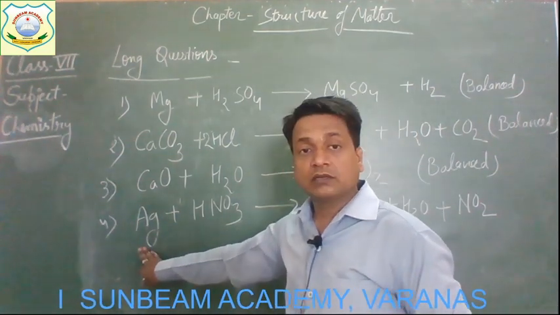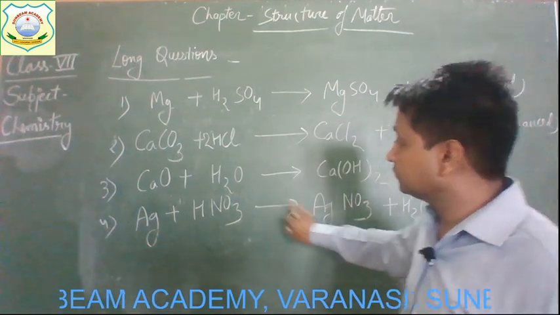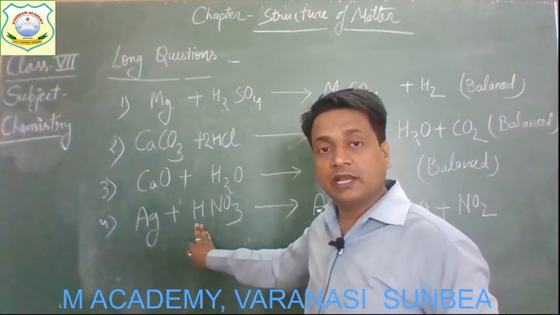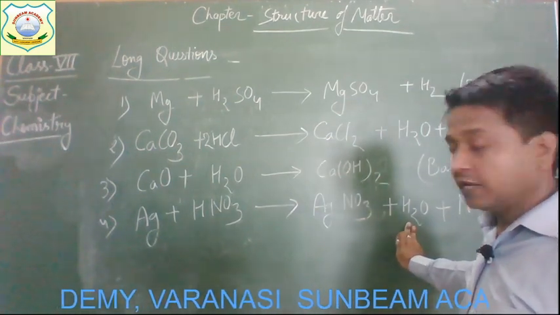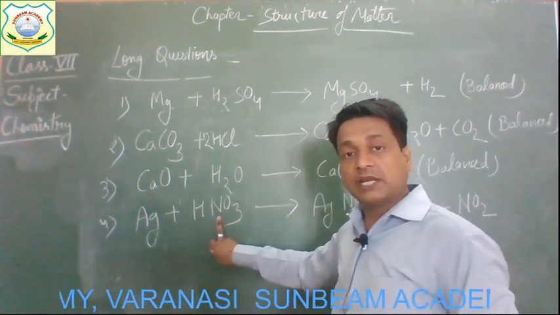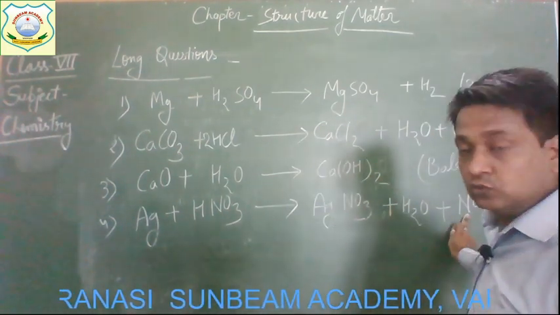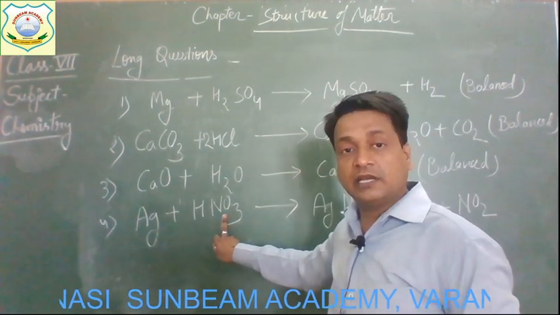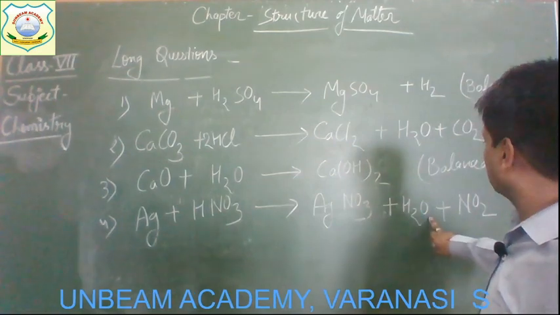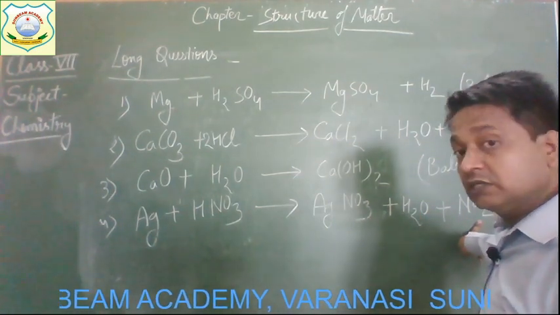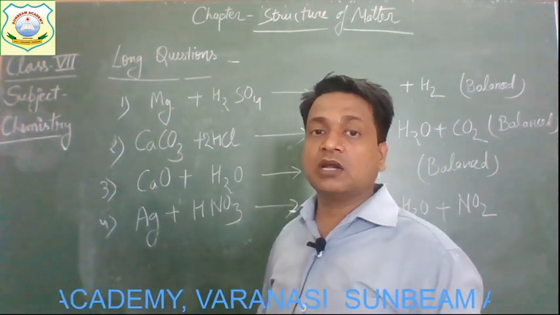So silver on the left side 1, on the right side it's also 1. Hydrogen on the left side 1, on the right side it's 2. Okay? Nitrogen on the left side 1, on the right side it's 1 plus 1, 2. And oxygen on the left side 3, whereas on the right side it's 3 plus 1, 4 plus 2, 6. Okay, children? So we need to balance it because it is not balanced.